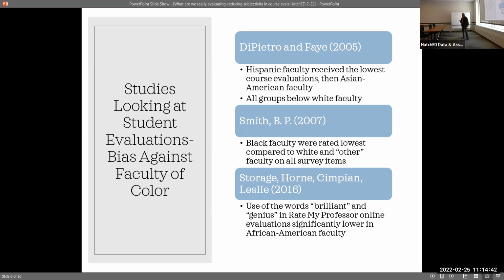Storage, Horn, Cynthian, and Leslie in 2016 took the Rate My Professor online site and did a word search looking at the words brilliant, genius, and a few other terms representing greatness within faculty. What they found, again, was that the evaluations were significantly lower for African American faculty, and the words brilliant and genius were much, much less common.